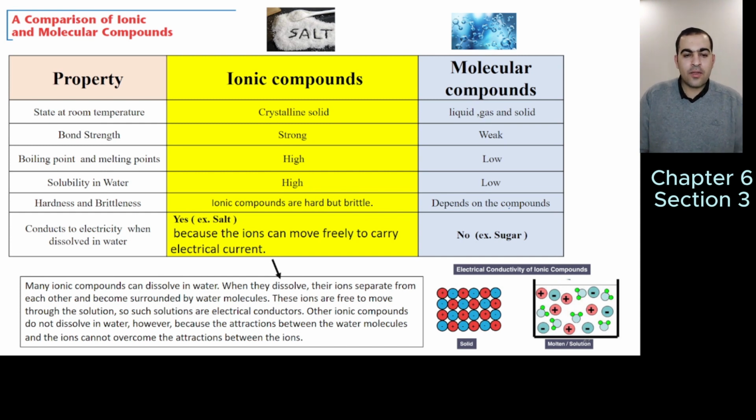Comparison of ionic and molecular compounds. This slide is about the characteristics, the differences between the characteristics of ionic and molecular compounds. State at room temperature: ionic compounds are crystalline solids, for example salt.